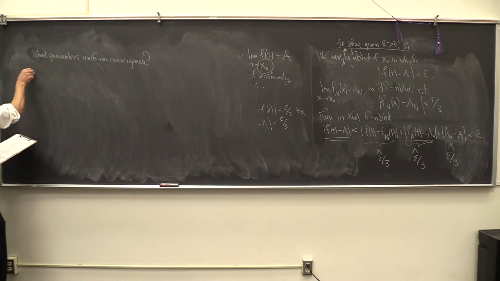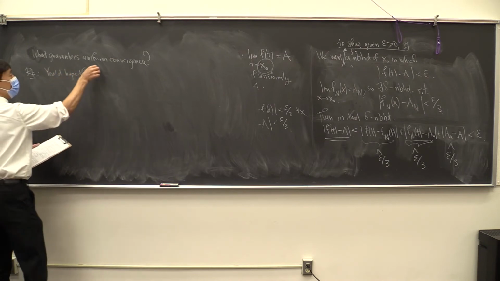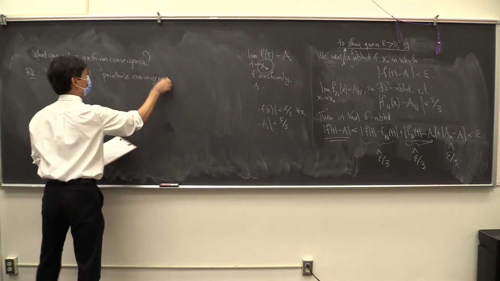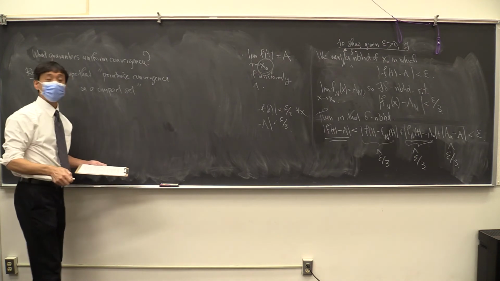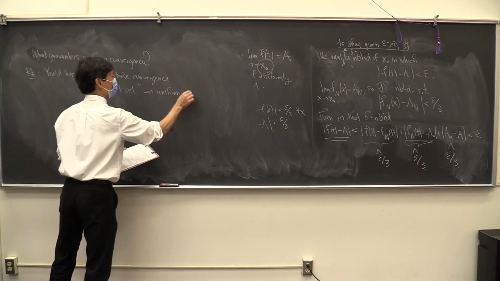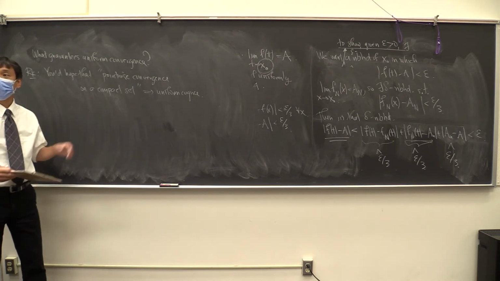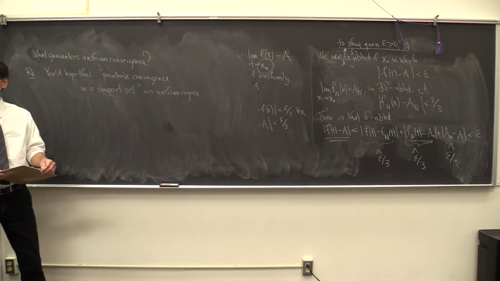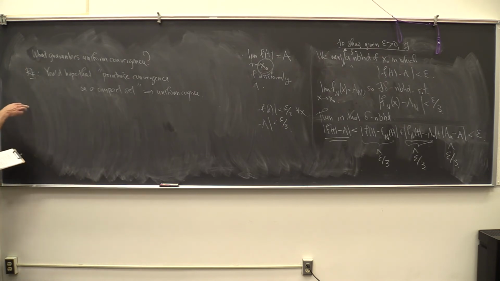So you might hope that pointwise convergence on a compact set implies uniform convergence, right? Maybe akin to continuity on a compact set implies uniform continuity. So maybe you're hoping that pointwise convergence on a compact set ensures uniform convergence. But actually, one of the first examples we saw shows that that's not the case.